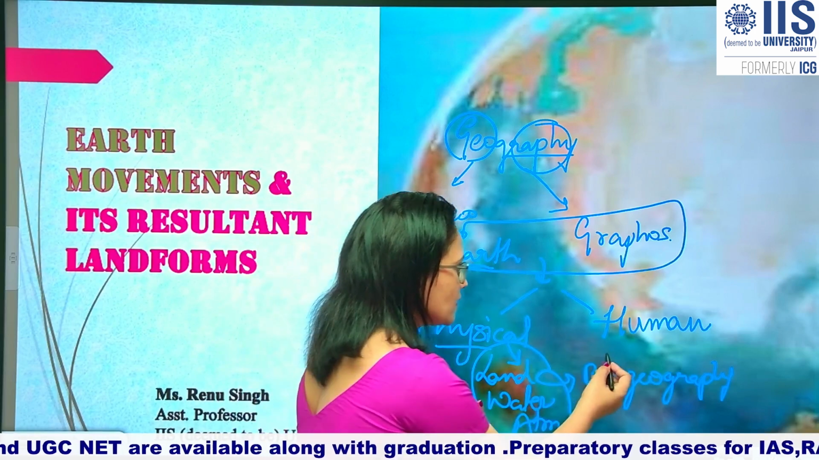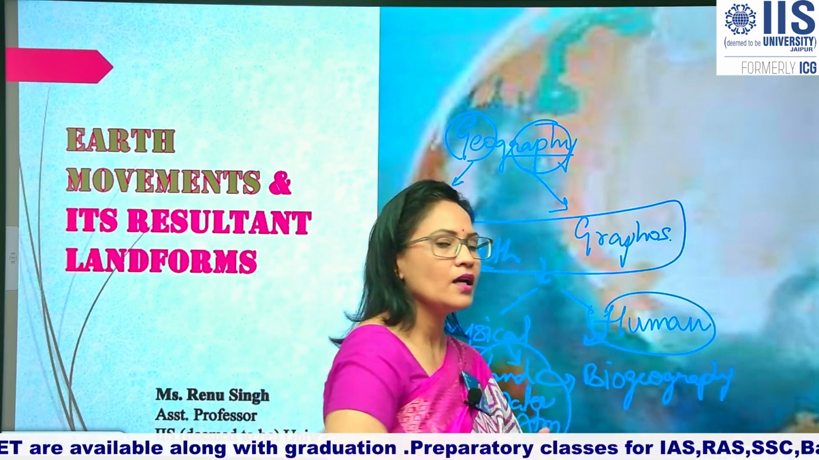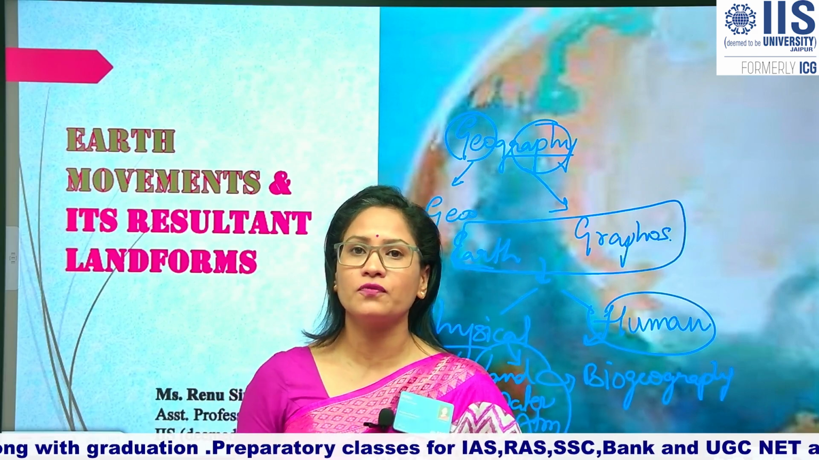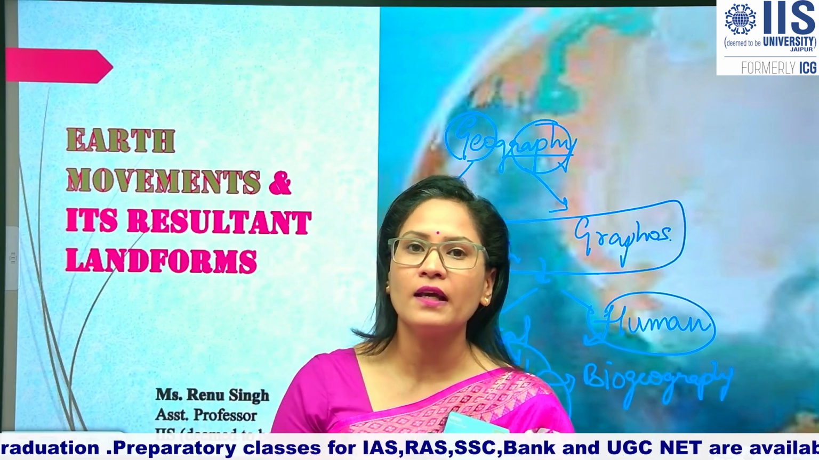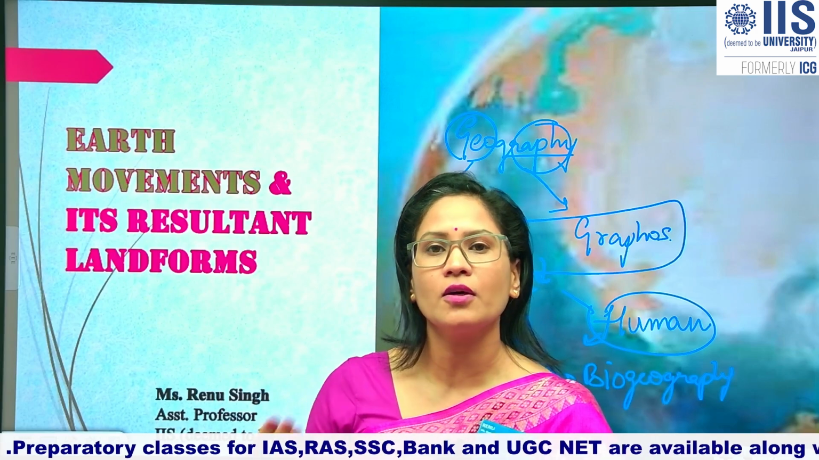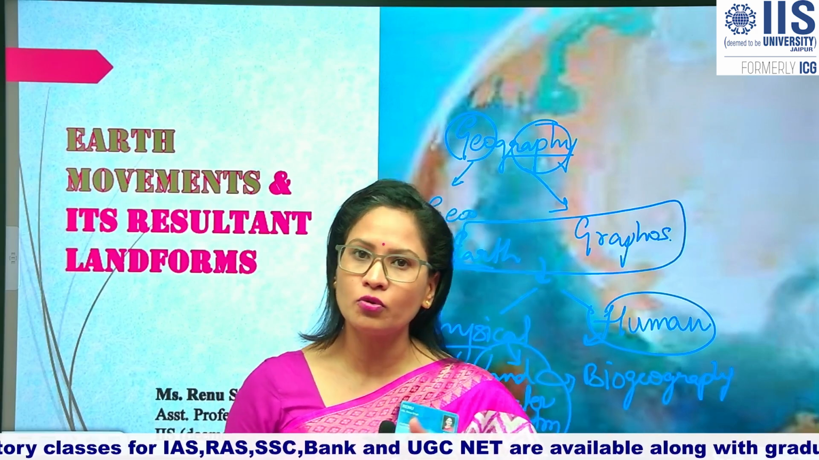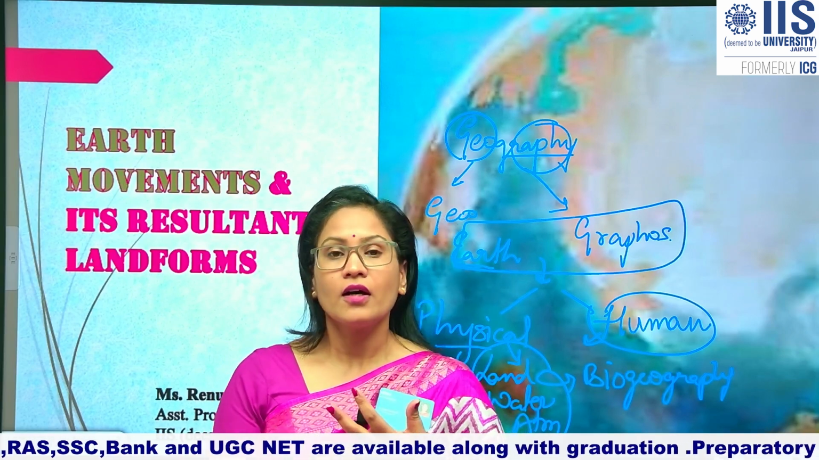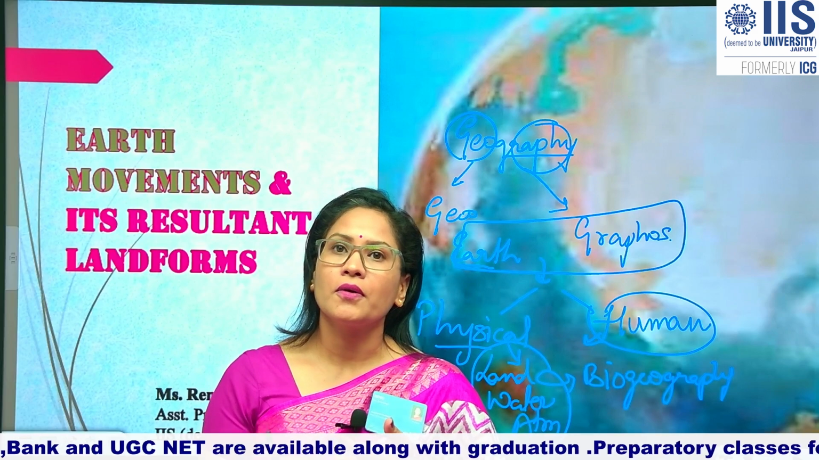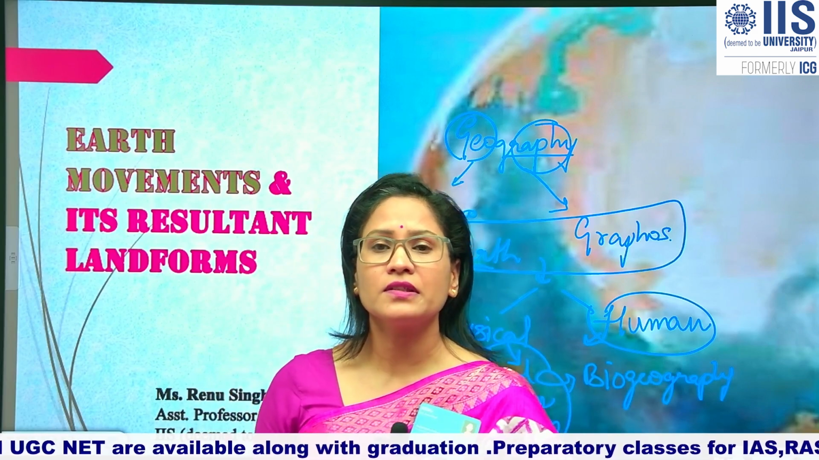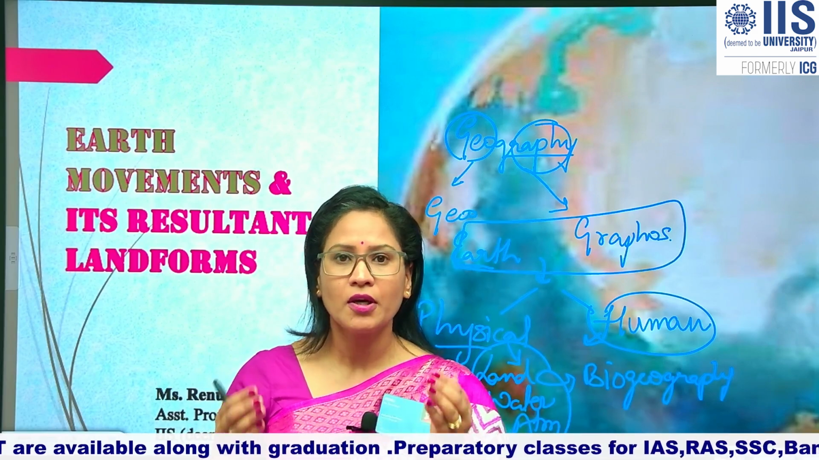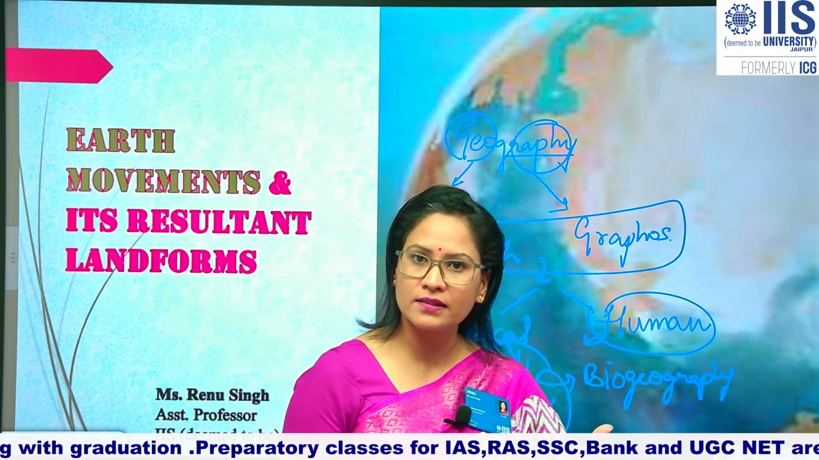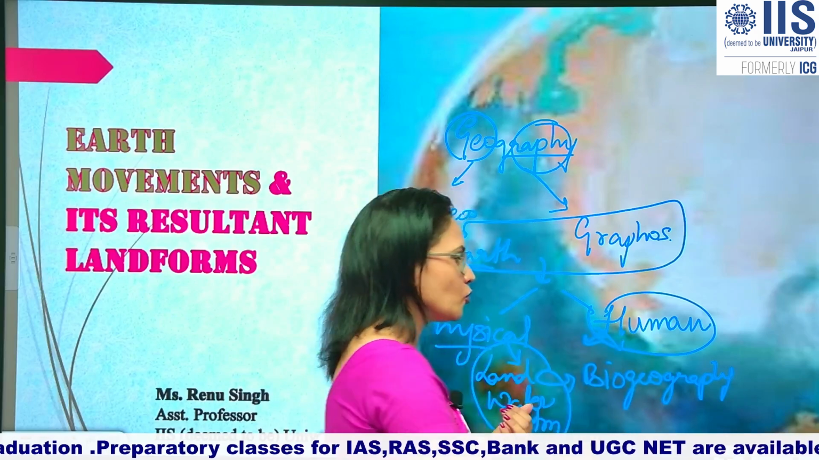Next is human geography. What does it mean? If we are studying the earth's surface, or the whole explanation of earth, with a human-centric approach, then it is known as human geography. For example, we study settlement geography, urban geography, anthropology, and many types of geographies, but the core part is the human. If the human is central to the study, then it is known as human geography.